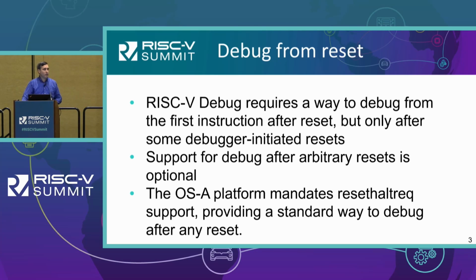So the architecture requires a way, as I mentioned earlier, to debug from reset. That's certainly important in debugging firmware, but it's optional to support debugging immediately out of reset regardless of the reset cause. The architecture provides a mechanism called reset halt request that provides a standard mechanism for debug after any type of reset, and the OSA platform mandates reset halt request support.